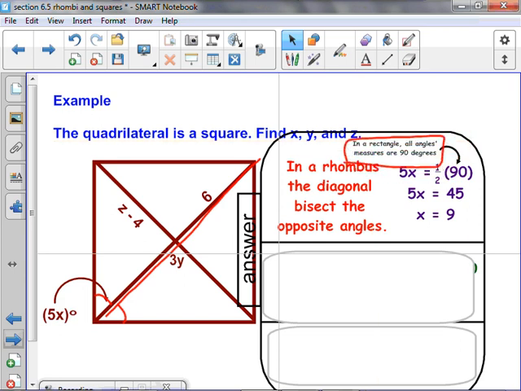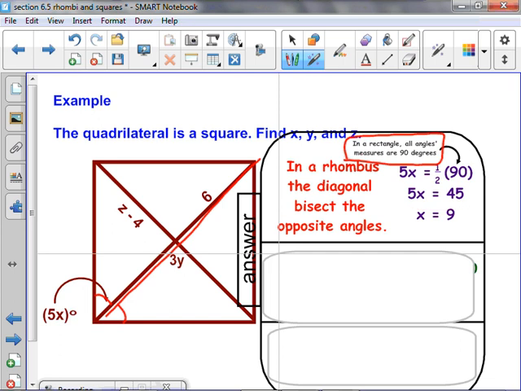Okay, so in a rectangle, all angles measured are 90 degrees. So I know that this angle right here has to be 90 degrees, and so 5x must be half of it. So I know 5x must be 45 degrees, which makes x 9. Okay, so I found x.